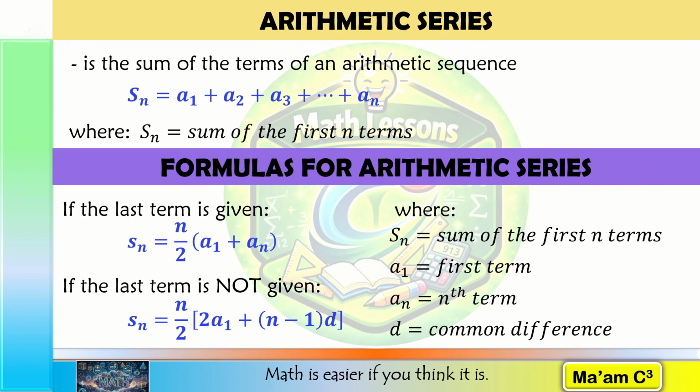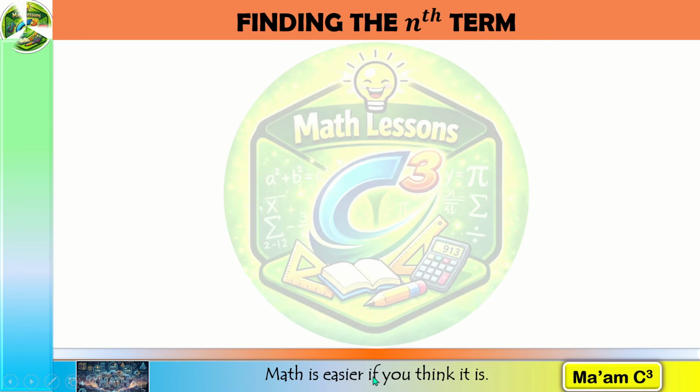Here is the simple rule to remember. If you see a sub n, then you're going to use this formula. But if you have d instead of a sub n, then you are going to use this formula. Okay, let us answer some problems. Let us start with finding the nth term.